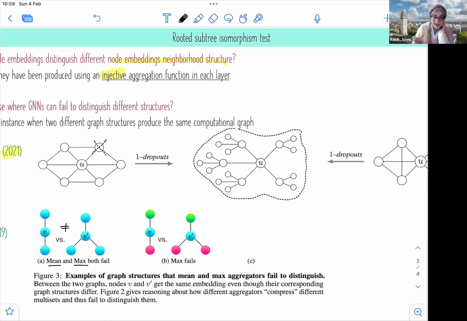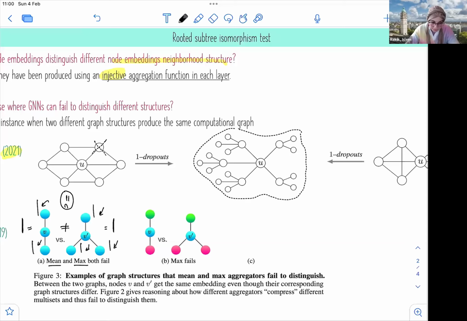If you take the average of their embeddings, you will get exactly the same average here. So you get exactly the same output. And if you apply a max to these embeddings, at the end, they are identical. So you're going to max them in the same way, right? So basically, mean and max both fail in this example. So if you aggregate using mean or max, you will not be able to distinguish between these topologies.